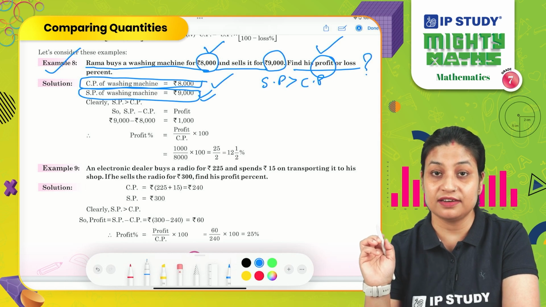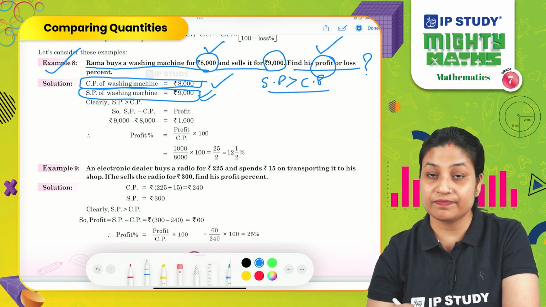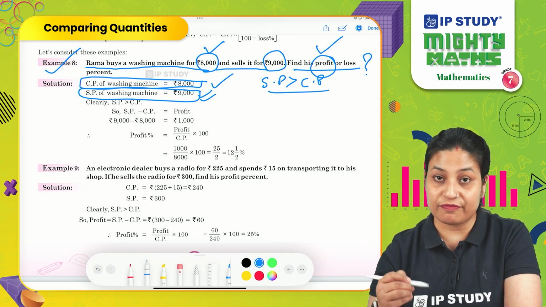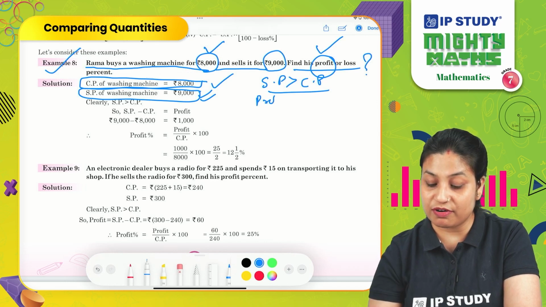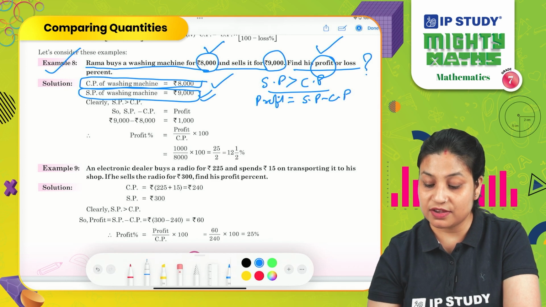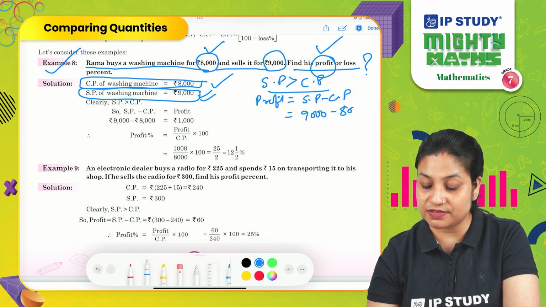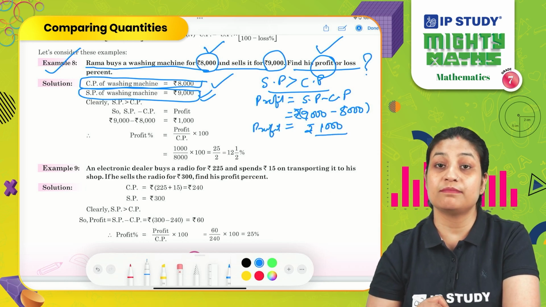This is decided from this statement, right? So profit is there. So how are we going to calculate profit? I told you profit is equal to selling price minus cost price. So here the selling price is 9,000 and the cost price was 8,000, right? If you subtract, you will get 1,000 rupees. So he is getting a profit of rupees 1,000 on that machine.